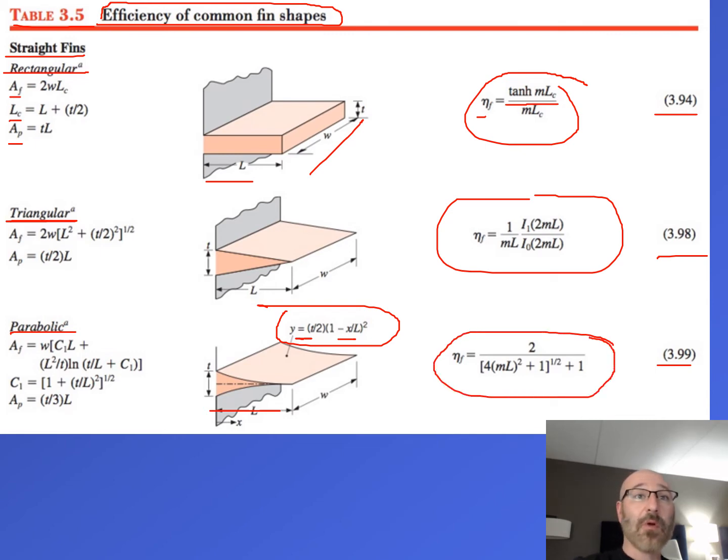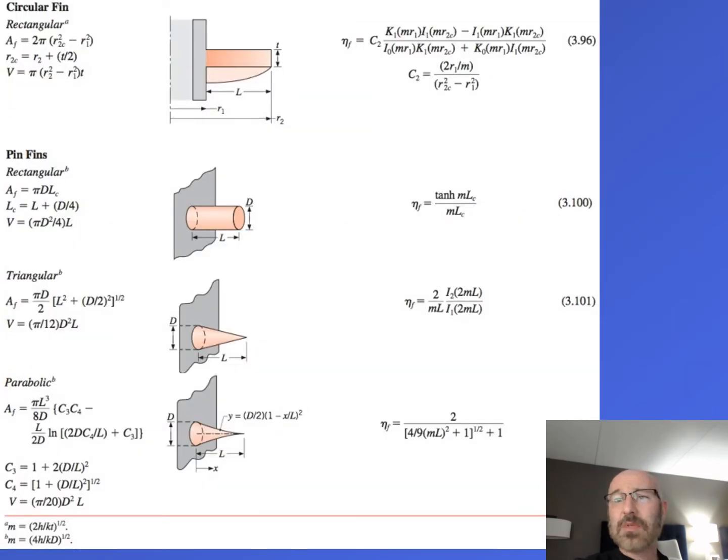And again, we can go through both the triangular and the parabolic and find our A sub F's and our A sub P values. We can also find our C1 relationship to plug in for our A sub F's as well. And again, these are all referenced off of the dimensions shown in our diagram. So this is another great table. If we're looking for a particular type of geometry of a common fin shape, we can look it up here, and then get our equations and all the variables that we need to solve for that. So we can continue on with table 3.5 here.